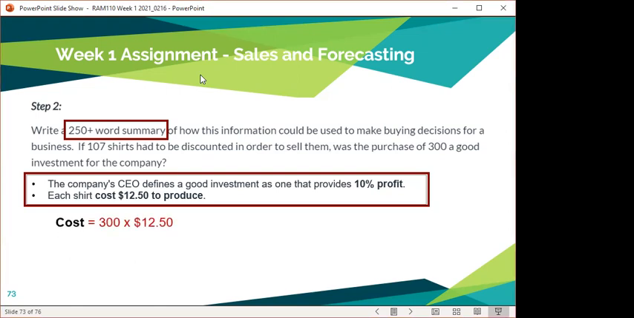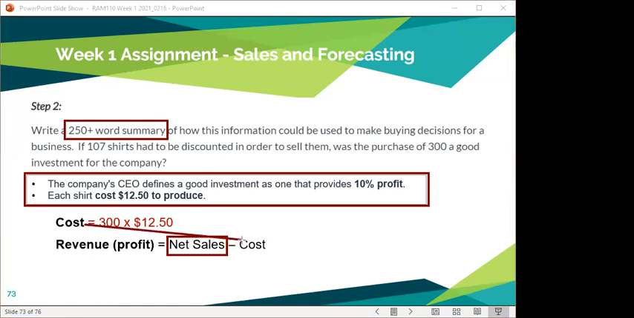So first, the cost of the shirts was 300 times $12.50, because we were given that each shirt cost $12.50 to produce. And then we can calculate the revenue. Okay, we're going to take the net sales from the previous page. Remember, net sales we calculated previously on the previous slide, and the cost is right here, 300 times 12.50. I'm going to connect the cost here. See the cost here. Connect those two.